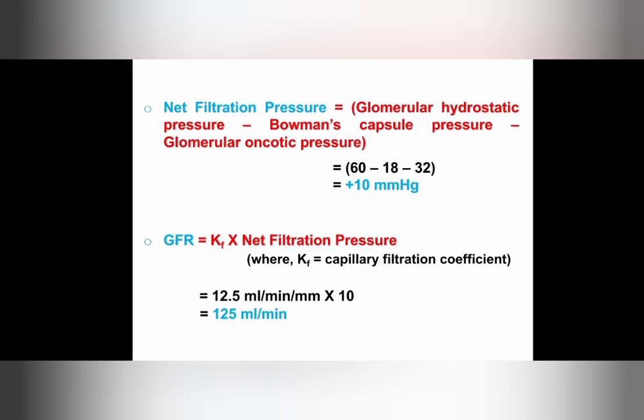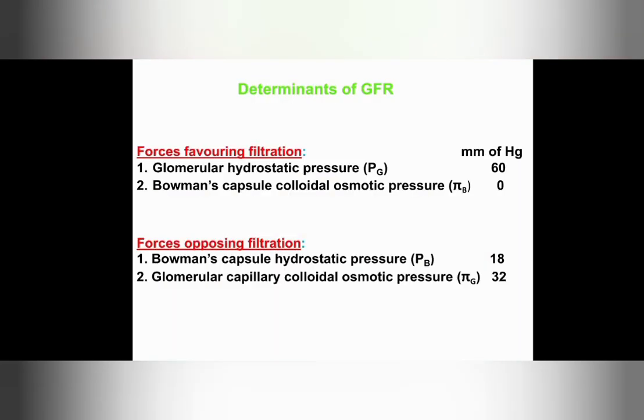Now look at the final value. The final value is plus so many mm of Hg. If it is plus, the filtration is possible. If it is 0 or negative, no filtration will occur. So what are the forces? Glomerular hydrostatic pressure, plus Bowman's capsule colloidal osmotic pressure, 60 plus 0, minus Bowman's capsule hydrostatic pressure, minus glomerular capillary colloidal osmotic pressure.